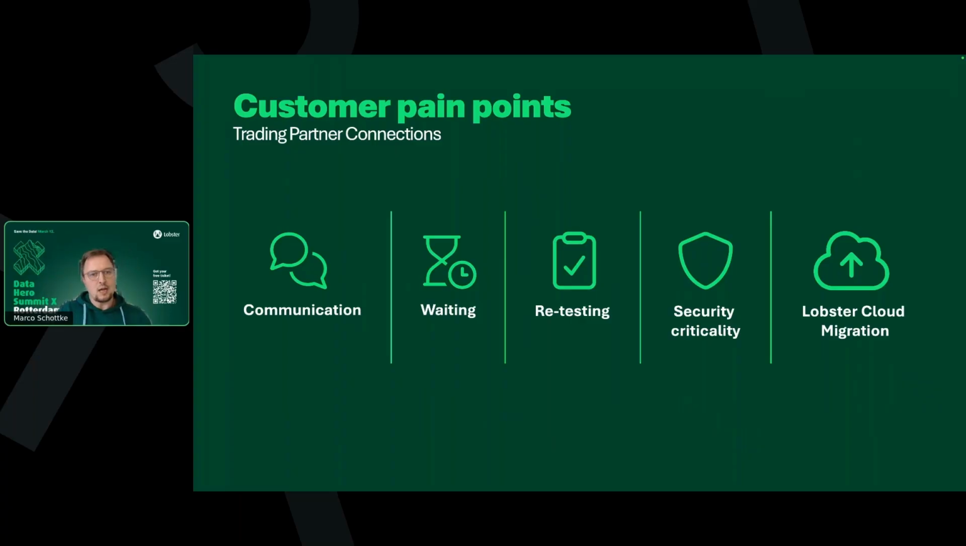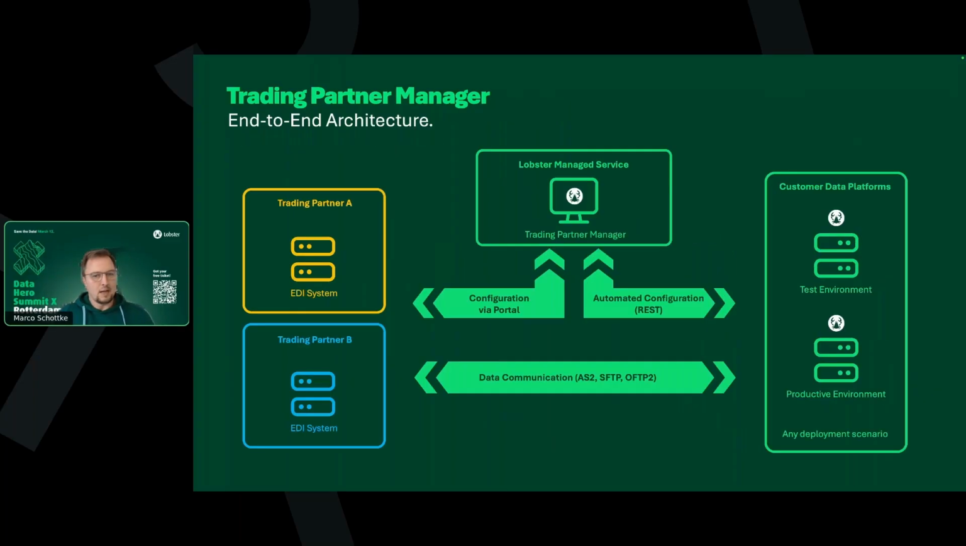And to visualize that a bit more, I have a small picture here to outline what Trading Partner Manager is in a nutshell. So in a nutshell, Trading Partner Manager is an additional service on top of Lobster Data Platform. It sits in the cloud, it lives in our infrastructure, and it can create a safe connection between your Lobster Data Platform, doesn't matter where it's hosted, whether in our cloud or on-premise, and your customers.